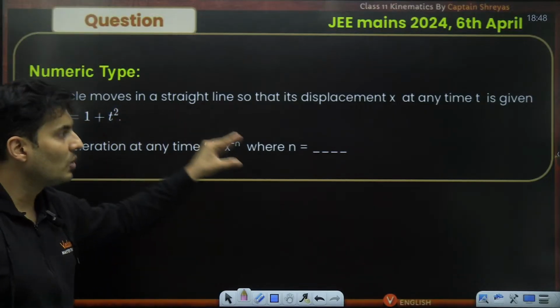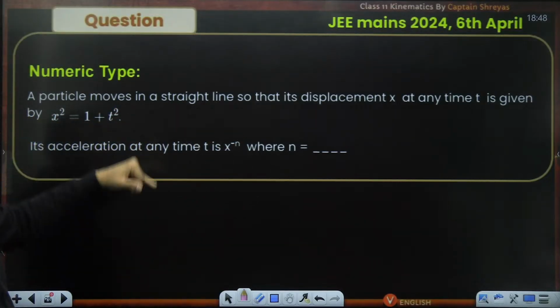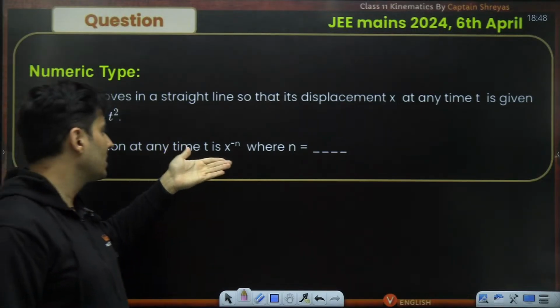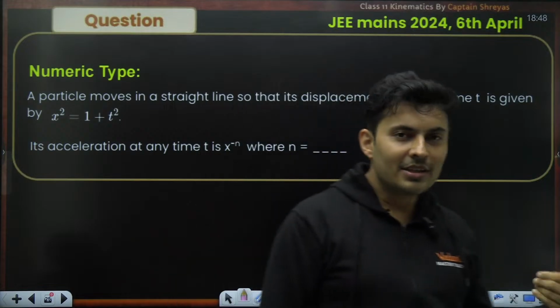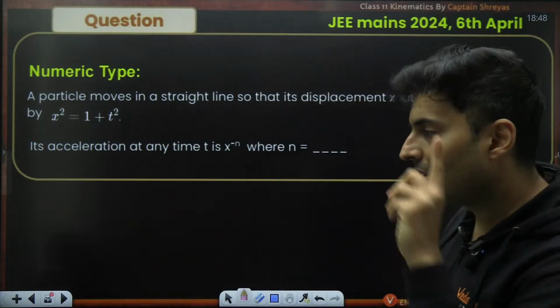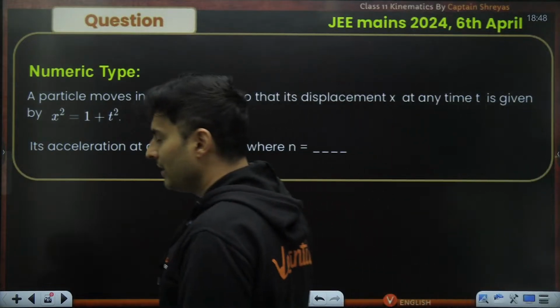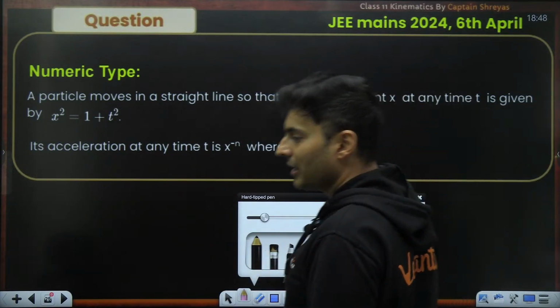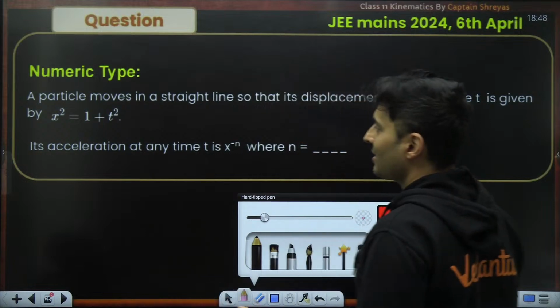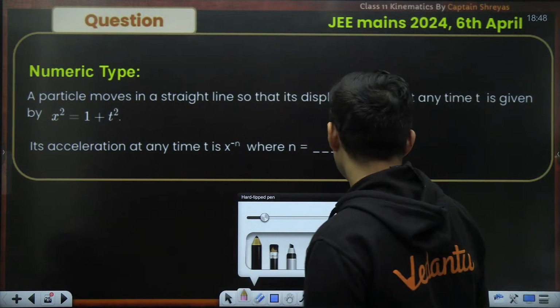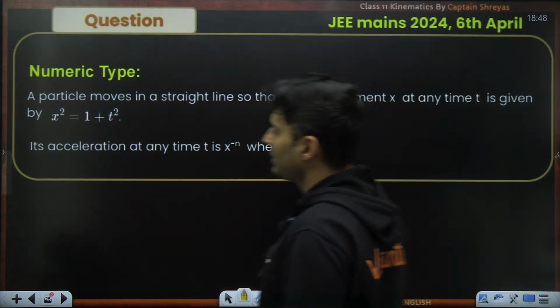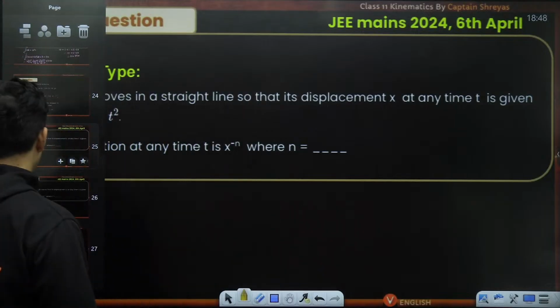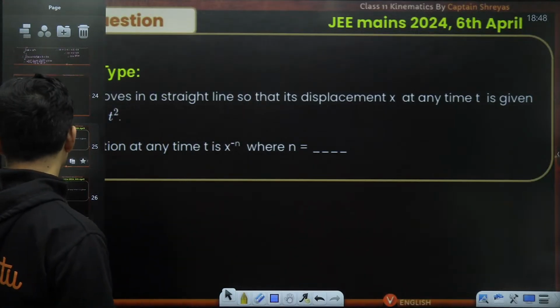A particle is going such that x square is 1 plus t square. Its acceleration at any time is how much? Very interesting question, because x square is there. So you need to be a little bit careful about this. Question is acceleration at any time is how much? Okay, let's figure it out, boss. Okay, let's do this.